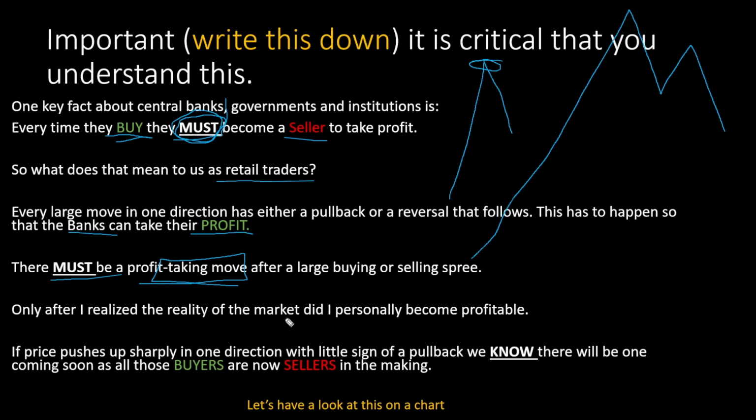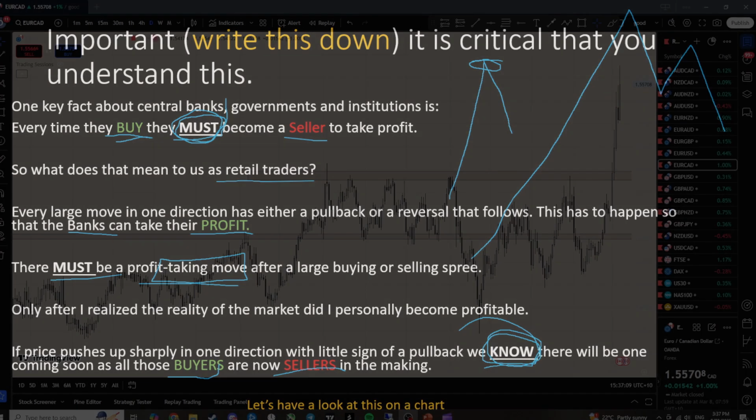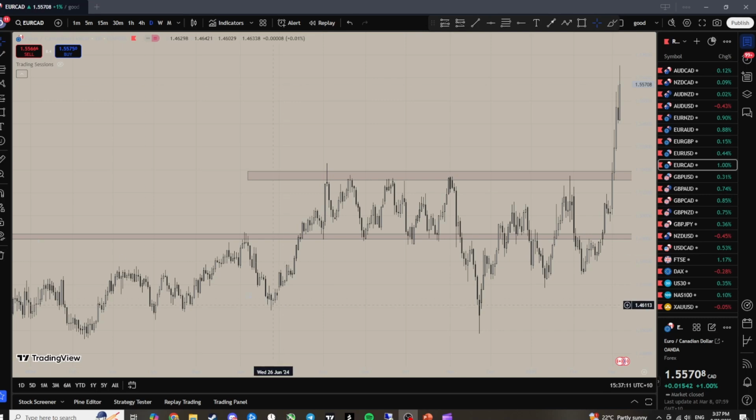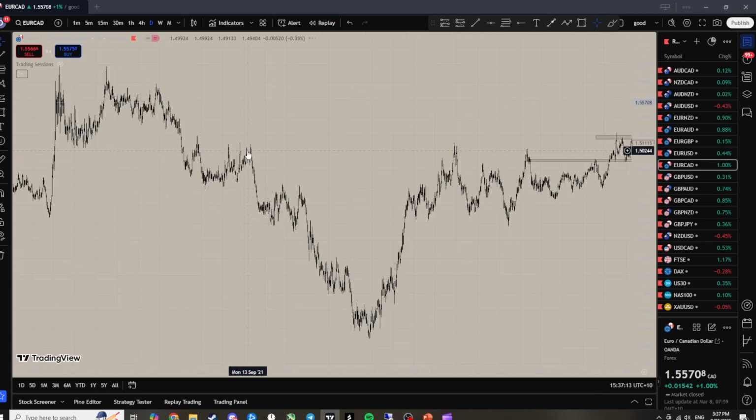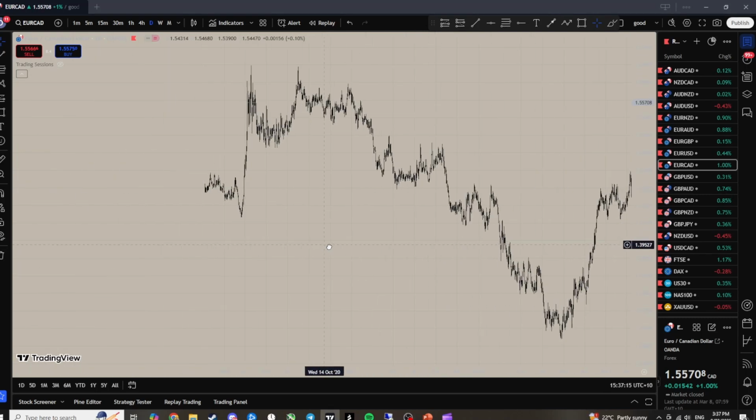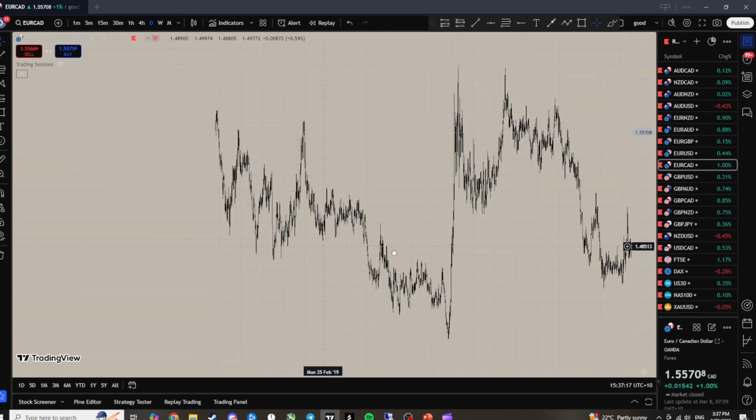Only after I realized this fact is when I became profitable, because now I know the market's going to be moving up and down. If price pushes up sharply in one direction with little sign of a pullback, we know that coming soon, these buyers are going to turn into sellers. So let's have a look at some charts. As you can see, price is just going to move up and down. So we have a nice down movement, we stretch back up. Up movement, we stretch back down.